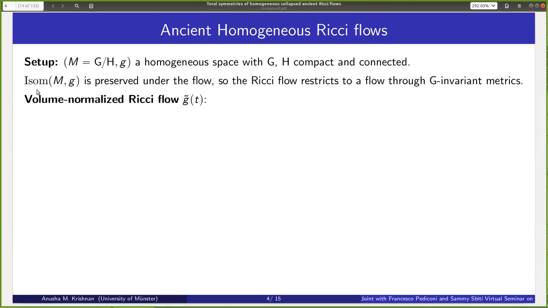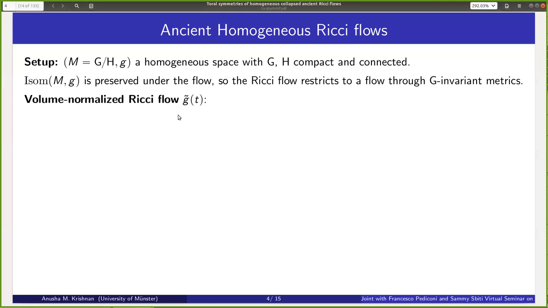Okay. We will also be interested in the volume normalized Ricci flow, which I will denote by G tilde. So this is equivalent to the Ricci flow, but it's got by doing some rescaling and reparametrizing in time, so that this flow is through unit volume metrics. The volume is preserved under this flow. So sometimes we will be interested in studying the behavior of our ancient homogeneous Ricci flow by looking at the corresponding volume normalized Ricci flow.